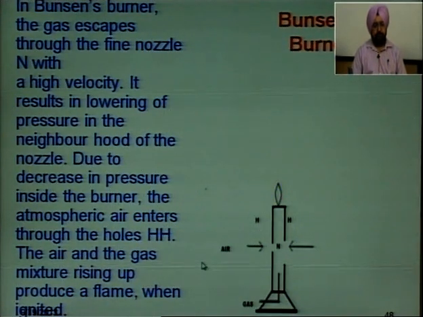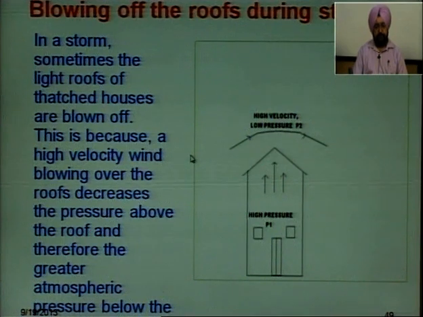Similarly, in a Bunsen burner, the gas escapes through the fine nozzle N with a high velocity. Gas flows through this. It results in lowering of pressure in the neighborhood of the nozzle. Due to the decrease in pressure inside the burner, the atmospheric air enters through the hole. The air and gas mixture rising up produces a flame when it is ignited.